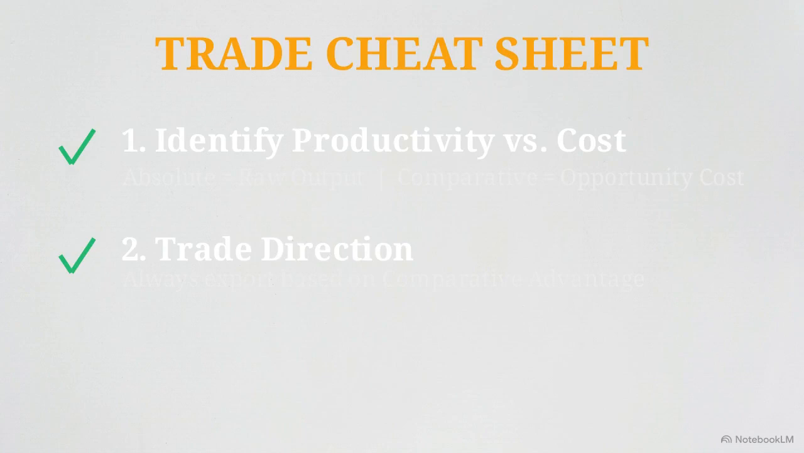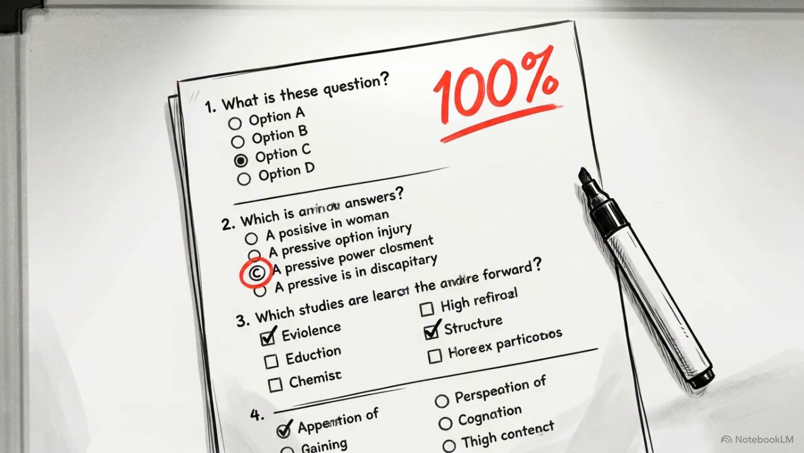And Rule 3. Trade grows the pie for both countries, even if internal wealth distribution creates specific winners and losers. Master that one fractional division trick, and you will lock down these points on exam day. You've got this.